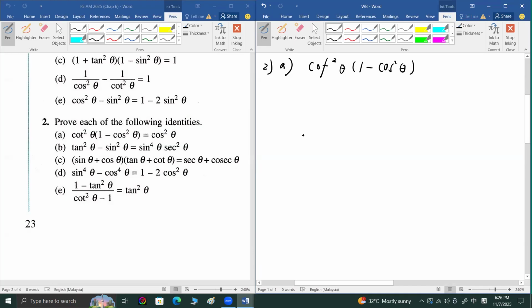Okay, you're asked to prove until cos square theta. I think it's not that hard, class, for these questions. Sometimes you see that looks complicated, but actually it's not. Because I want to prove until cos, so for cotangent, I'm not going to choose 1 per tangent. I choose cos per sine.